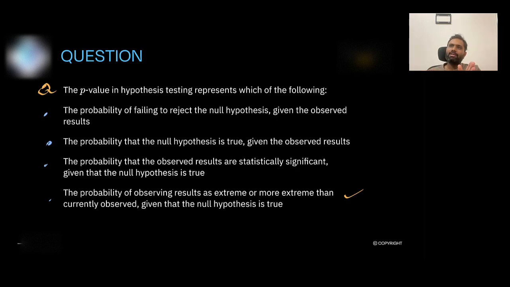Now, p-value is this: whatever sample you have observed, there are also samples which are more extreme than the observed sample. So you consider the sum of all such probabilities of those samples, and that will be your p-value.